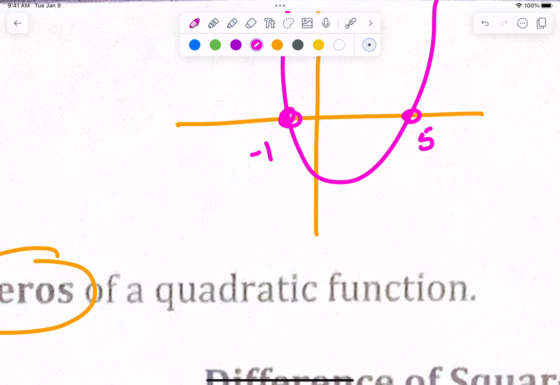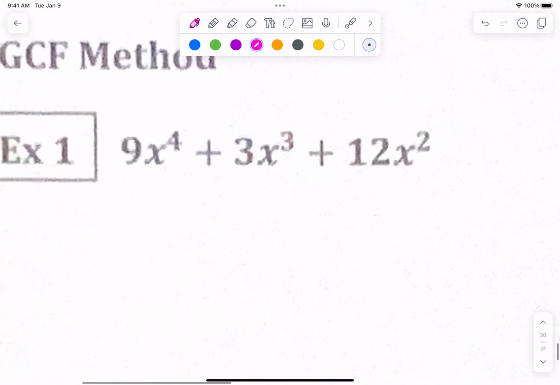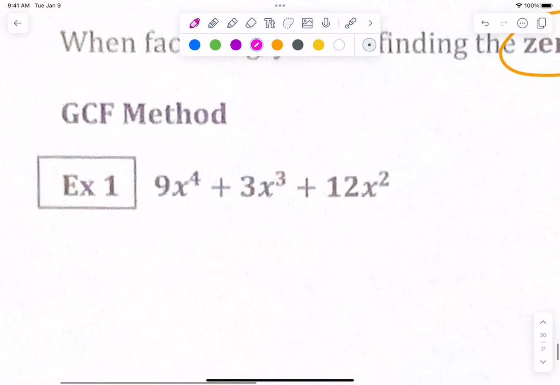I don't want to have to graph every single time to find those zeros, so we're going to do it by factoring, okay? And one of the first methods of factoring is the GCF method. Now, the GCF method might not give you the zeros to start with, but it will help you simplify a problem so that you can do a different method in conjunction with GCF, okay? So the greatest common factor is finding something that all of the terms have.